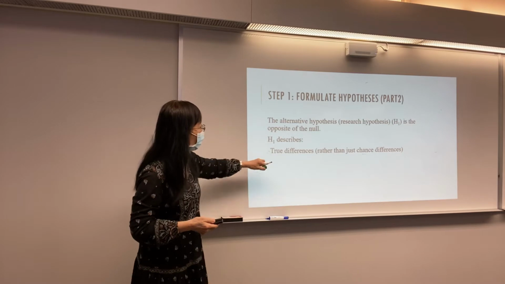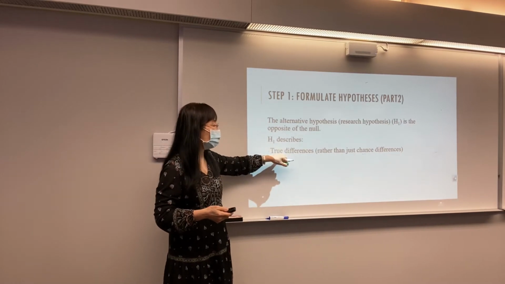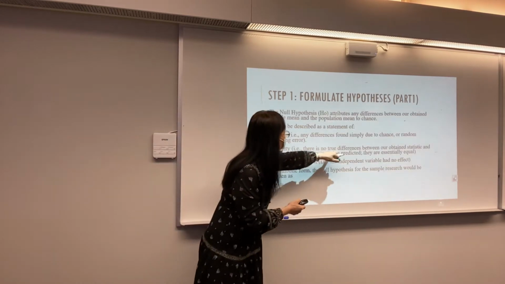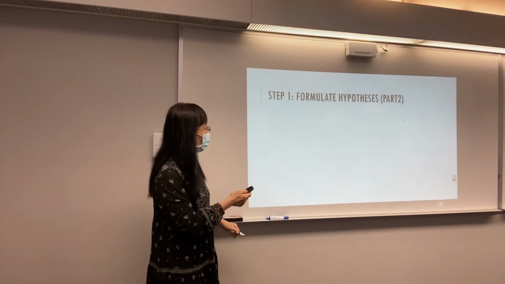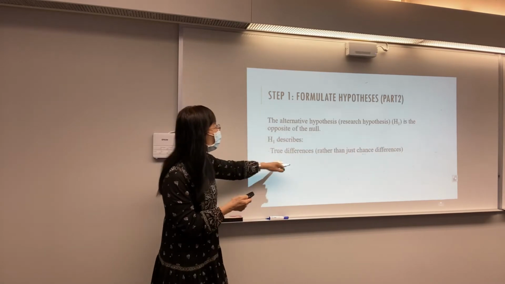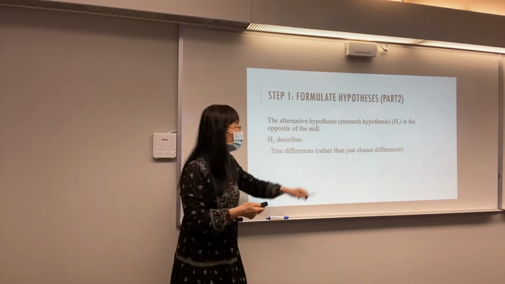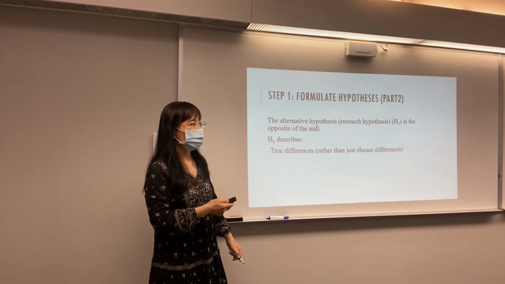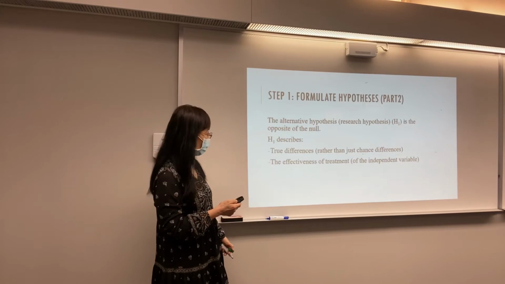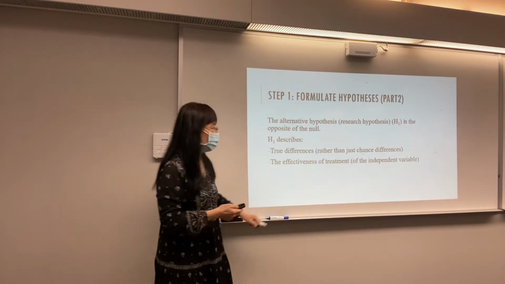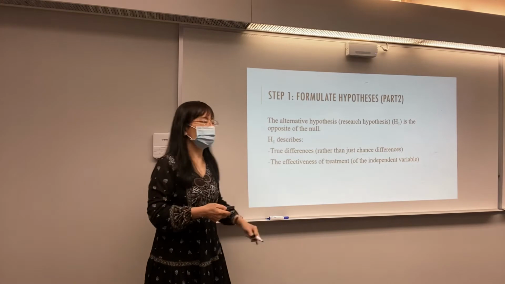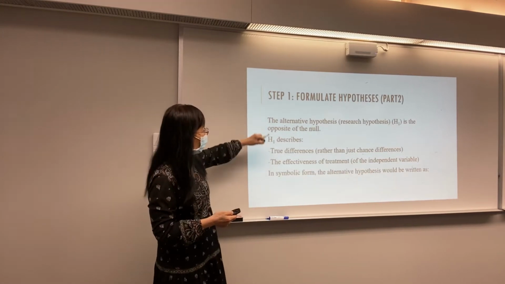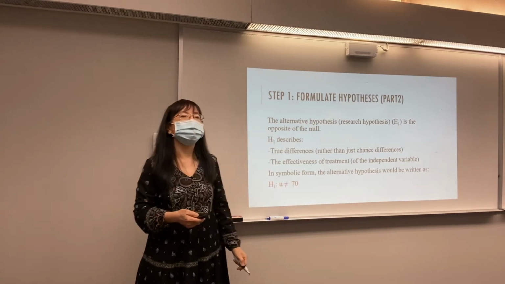So you can say, here the H0 says what? No true difference, right? So here you want to test whether there is a true difference rather than just a difference by chance. They are real. Effective: there it says ineffective, here you want to see if they are effective. So the symbol for this one will be unequal.